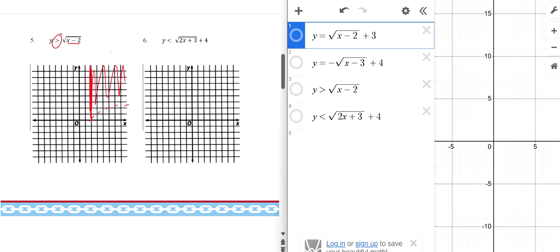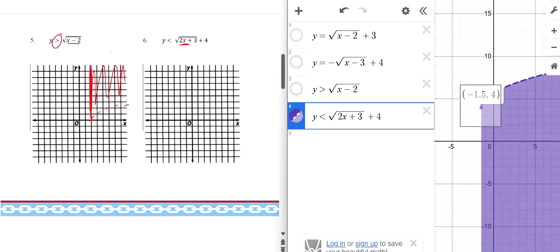For number 6, we have a little more going on because of this 2 with the x. So we will just go right to Desmos, and I see my origin here at negative 1.5 comma 4. So that's over here, up 4, 1, 2, 3, 4, about like that. Again, it's less than, so it's going to be the dashed line, not a solid line. And then I am going to color below. And again, you see on the purple Desmos graph how that shading ends right here at this origin. It does not color to the left of that.